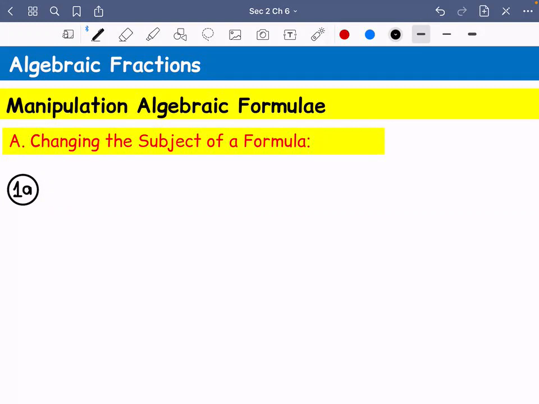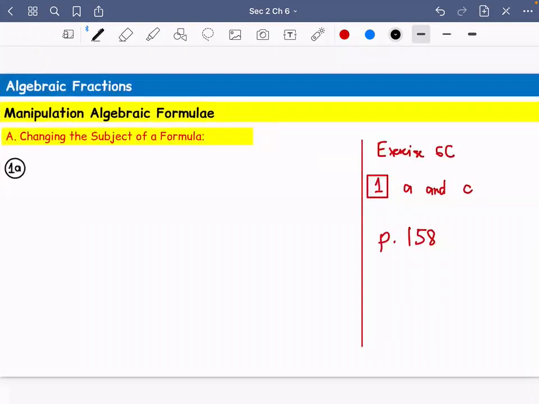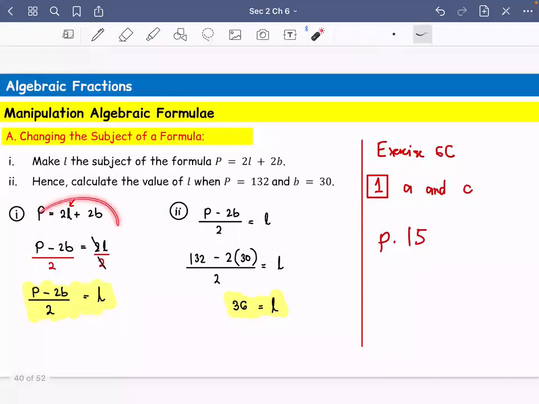What do you mean, subject of the formula? That means, just like what I did before, if I'm given this perimeter formula, making L the subject means L is isolated on one side of the equation and everything else is on the other side. So that's what it means.